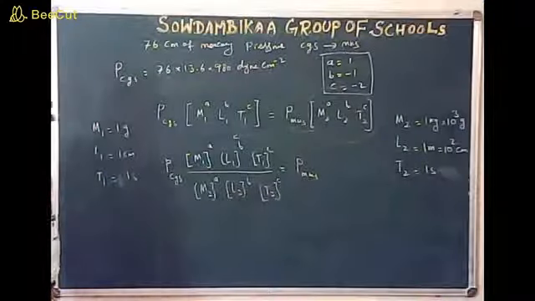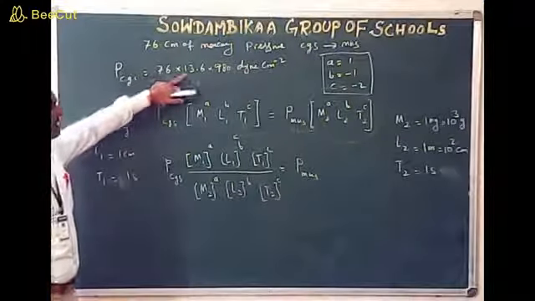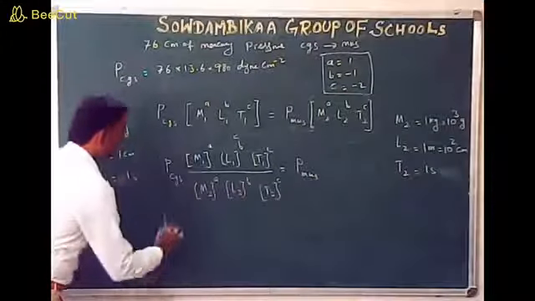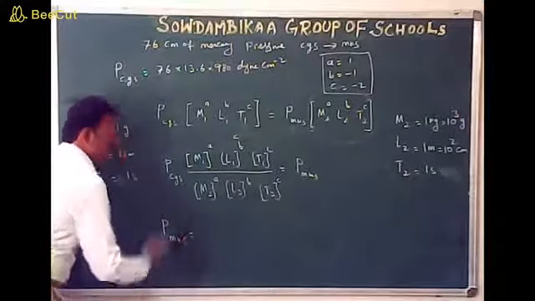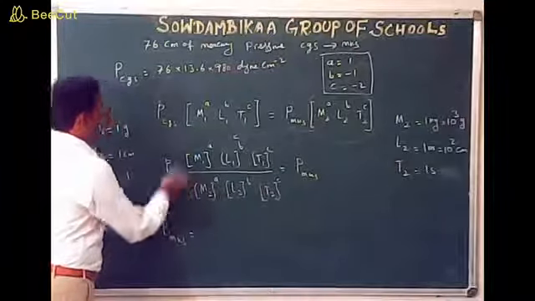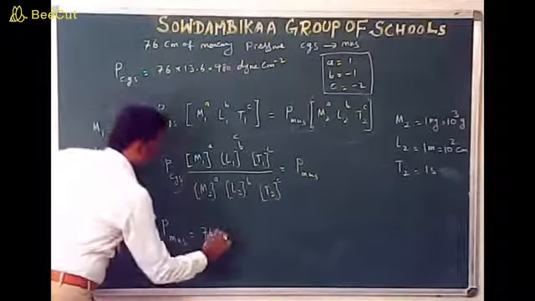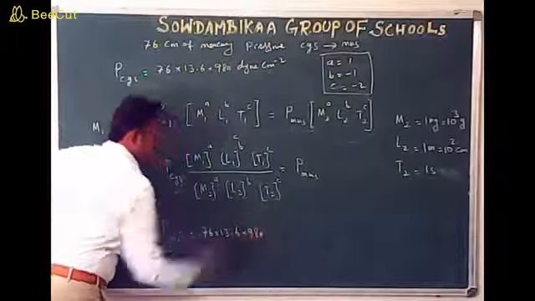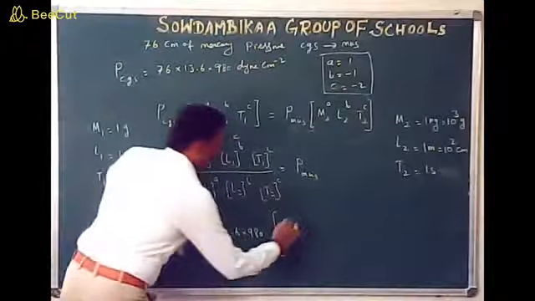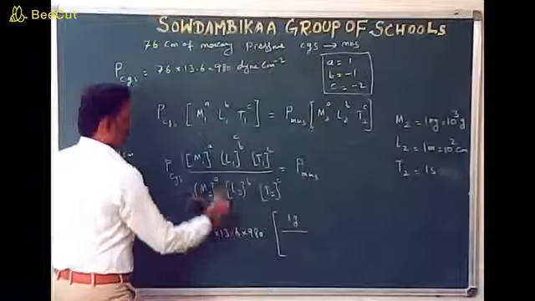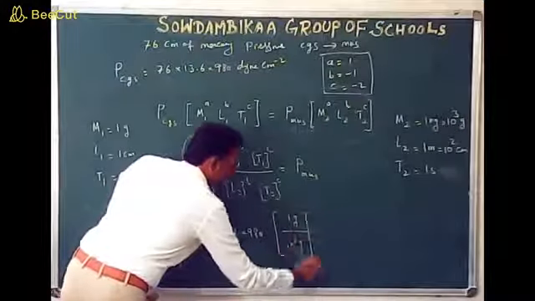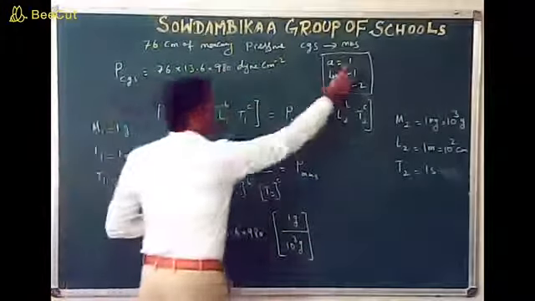Then the value of pressure in CGS is equal to 76 into 13.6 into 980. So the pressure in MKS is equal to the pressure in CGS, 76 into 13.6 into 980. Then the value of M1 is equal to 1 gram, divided by the value of M2. The value of M2 is equal to 10 power 3 gram. So 10 power 3 gram power A, where A is equal to 1.